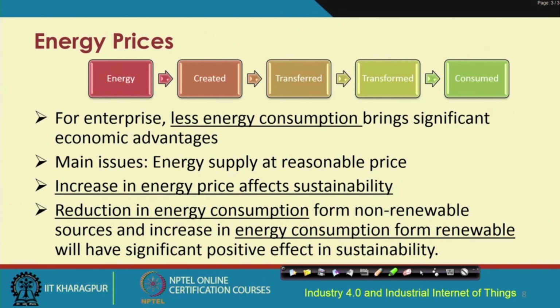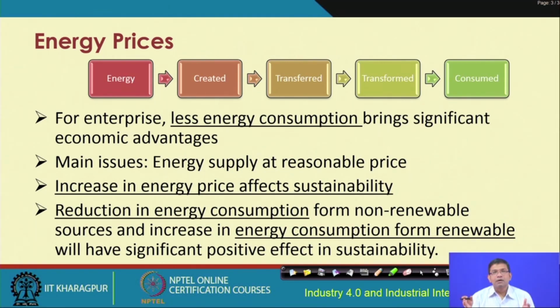Let us say we are talking about lighting lamps and bulbs in the warehouses, then electricity is transformed into light energy, right. Then that light is what gets consumed. This is just an example. Like this you can think about other energy consumption processes in the manufacturing process of any product. So, these are the different important issues.